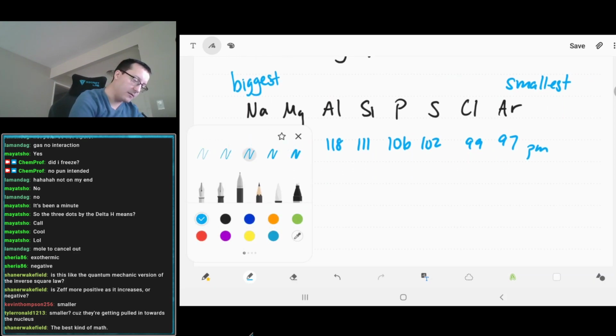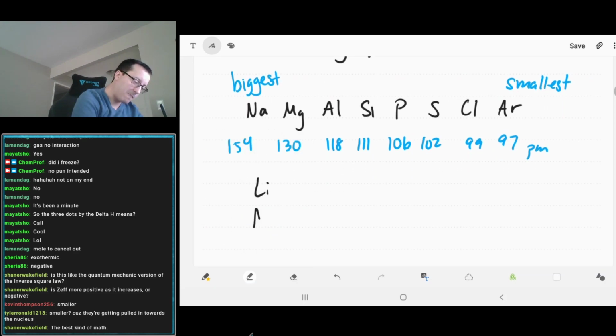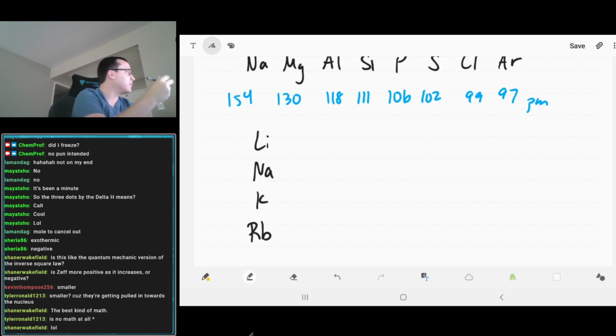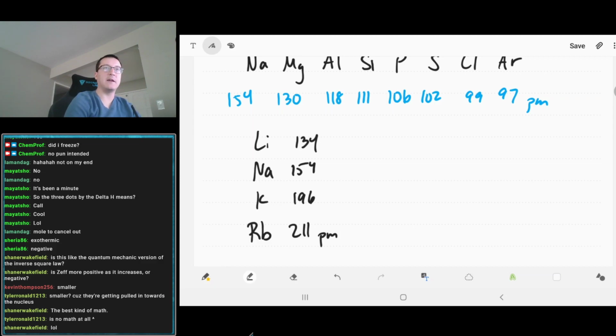All right, interestingly, let's look at what happens when we go down the periodic table. Yes, no math at all is the best kind of math. So sodium is 154. We already did that. Lithium is 134. Potassium is 196. And rubidium is 211 picometers. What do we think is happening here? Why do we think rubidium is bigger even though it has a bigger effective nuclear charge?